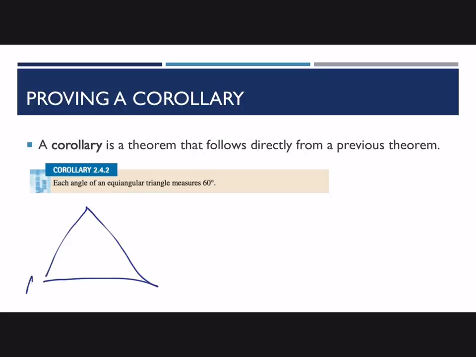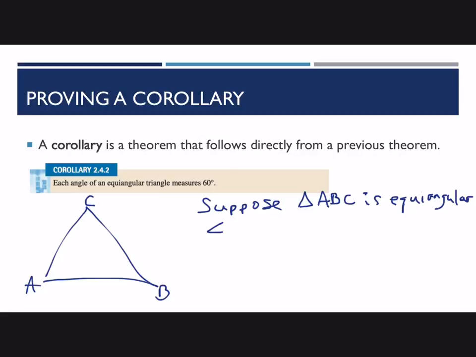All right, so let's suppose that ABC is an equiangular triangle. So suppose triangle ABC is equiangular. All right, so what does that mean? Well, by definition, that means that angle A is congruent to angle B, and that's also congruent to angle C. So all 3 angles are congruent.